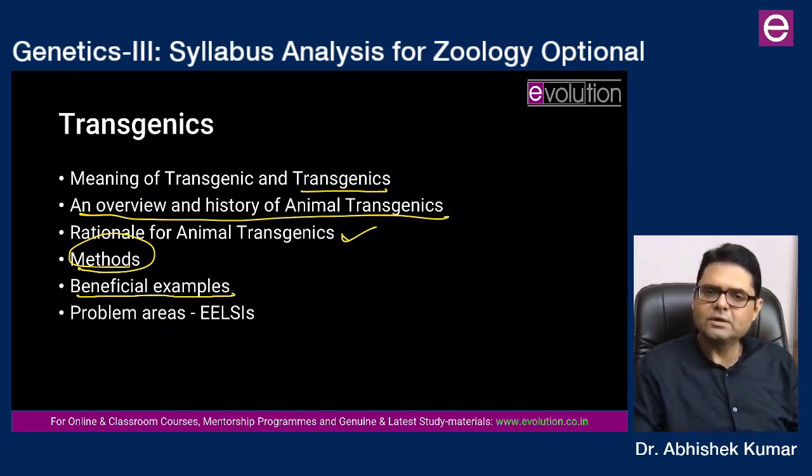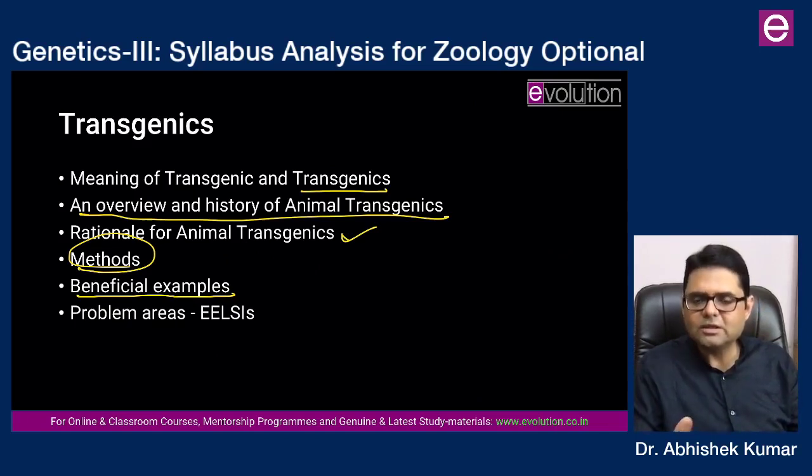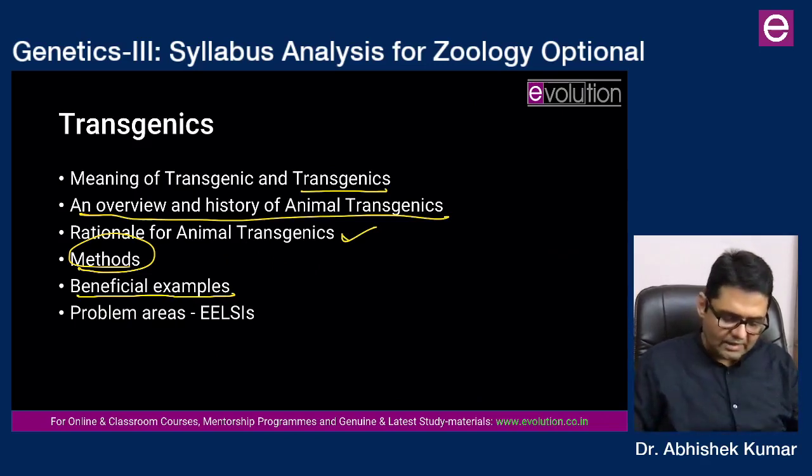Do we have cows which give milk less in lactose content so that people who are lactose intolerant can still safely consume this milk? Do we have cows which give milk with certain vaccine properties? Answer to all these questions is yes, we do have these animals, and these will be your examples of beneficial applications of transgenic animals, and then you will be talking about its problem areas.